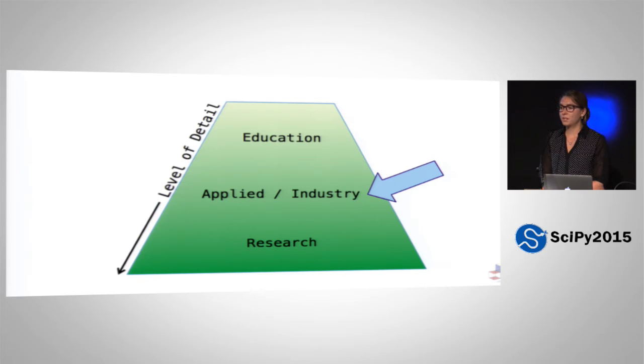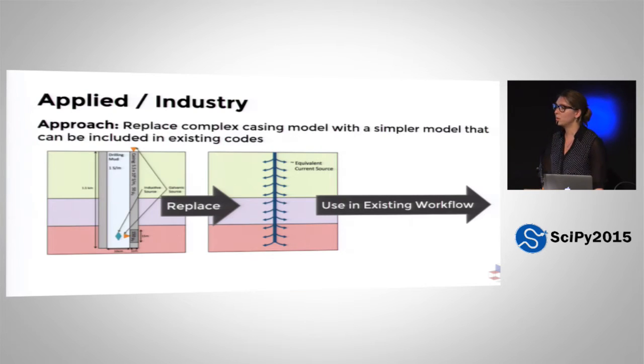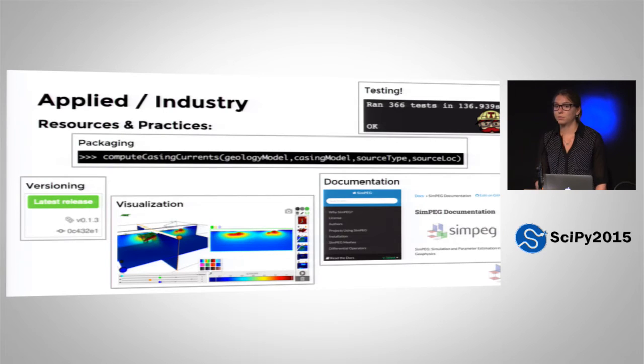All right, so moving on, we're going to just briefly touch on the industry applied side. In the context of the same physical problem, what they're looking at is how do you model casing and incorporate that model into the existing workflow and the 3D codes that they know and trust and like. So what we want to do there is take this casing model, replace it with a simpler model, some sort of equivalent source, and then they can use that in their existing 3D codes. In order to do that, that's with packaging. So you package up the code, give people the knobs that they need, and the inputs and outputs that make sense to them.